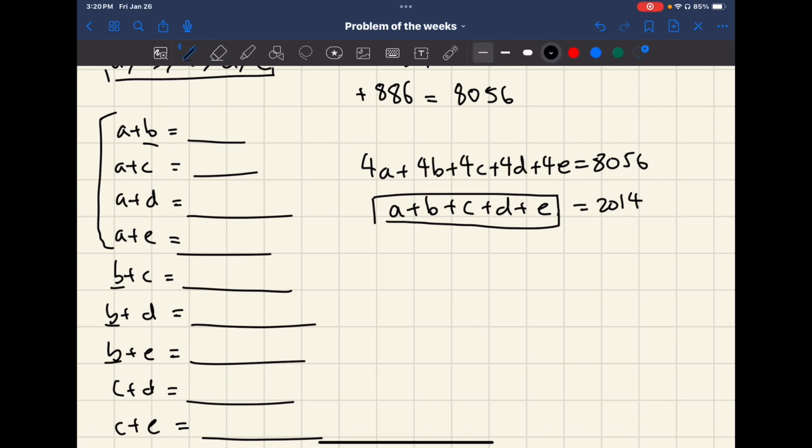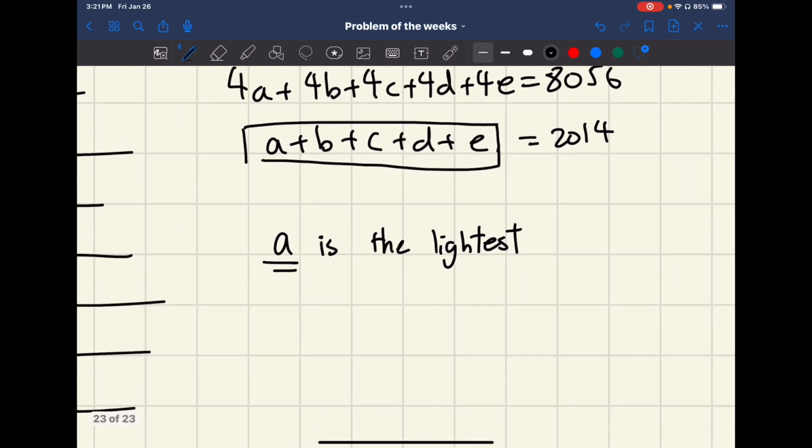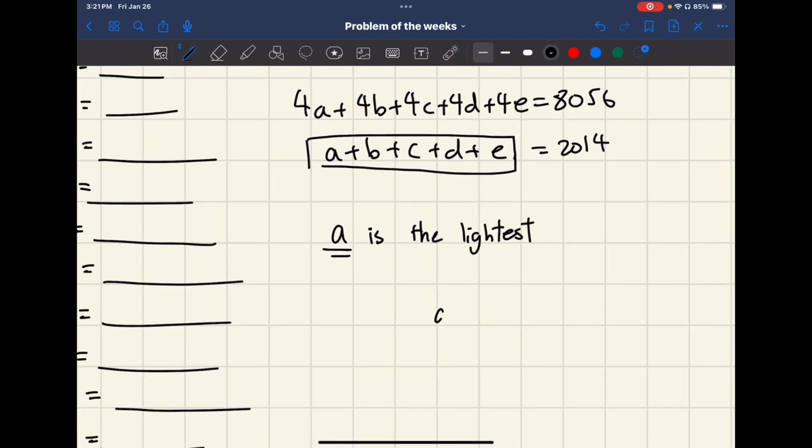When you want to find the weight of the lightest rock, right? Let's assume A is the lightest rock. Then we know that A equals 2014 minus B minus C minus D minus E. So basically, subtract the weights of all the other rocks from 2014 and you get A, right? So what is the weight of all the other rocks?